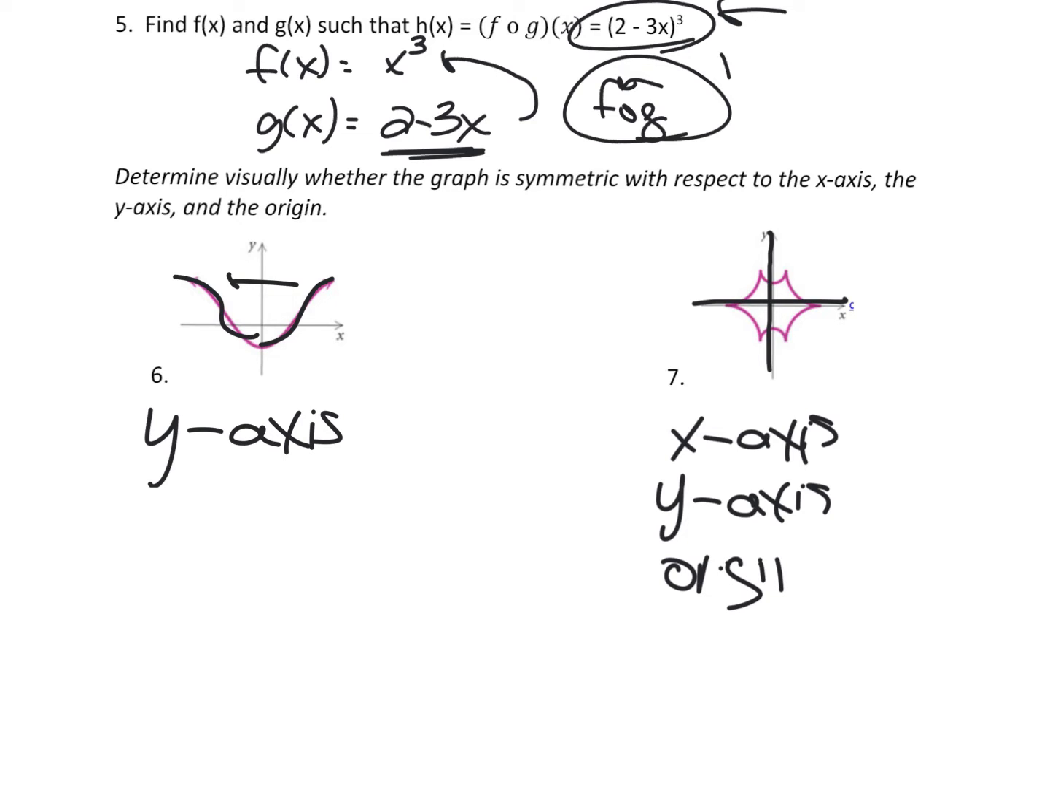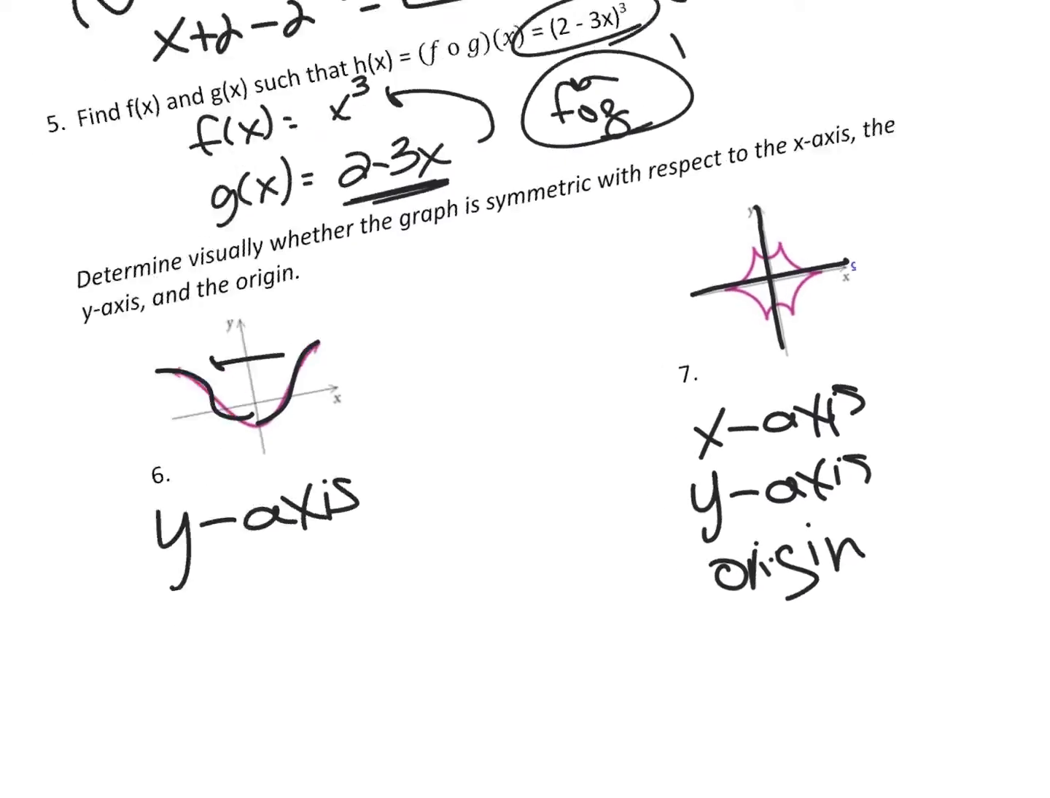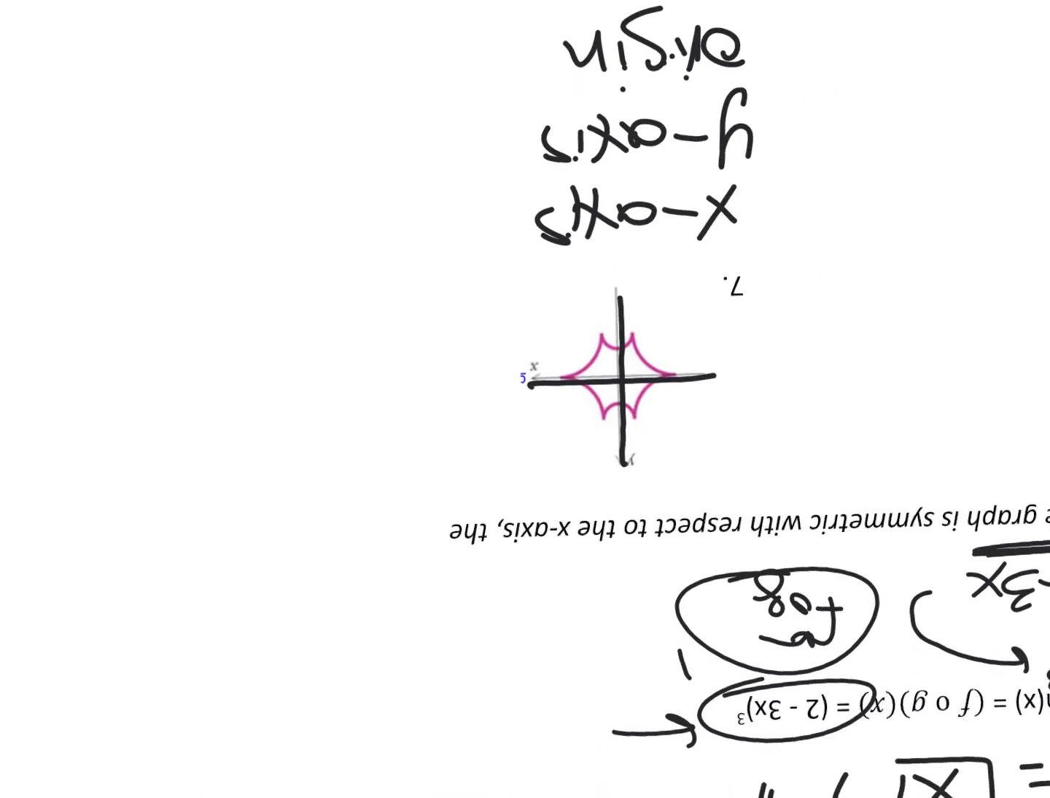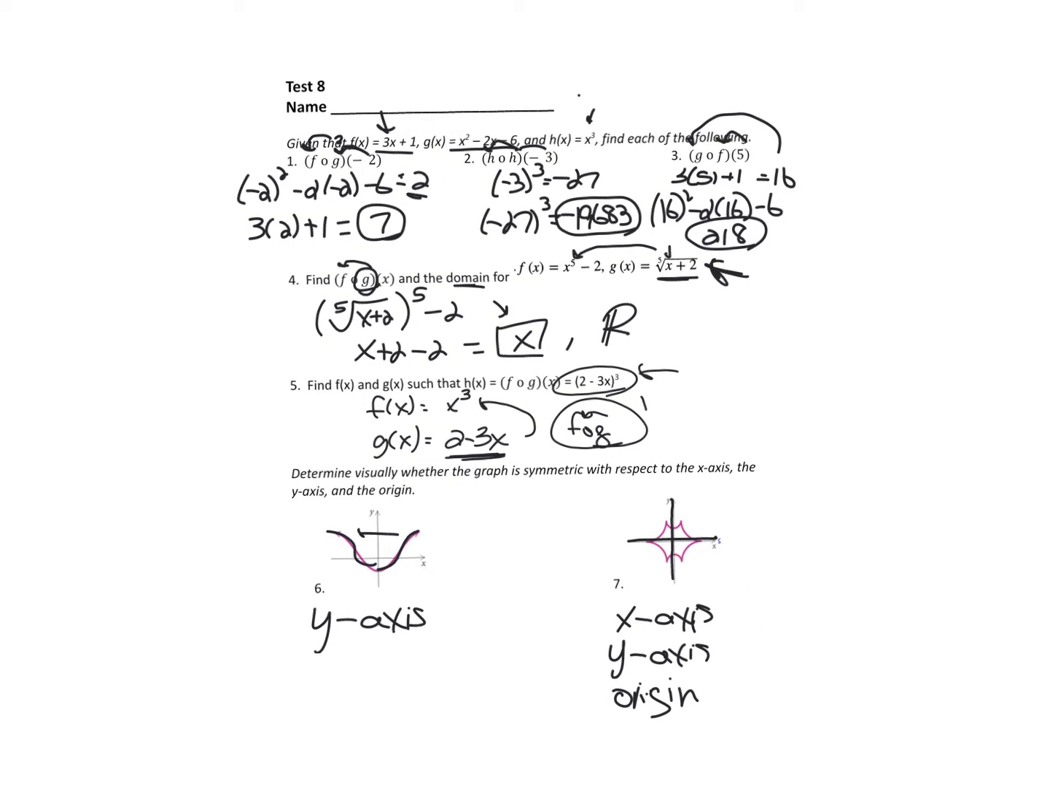And also don't forget, origin symmetry means if you were to turn it upside down, let me do this real quick, if you turn it upside down like that, it looks exactly the same as if it's right side up. That's origin symmetry. Also, remember we talked about this week, if you have x-axis and y-axis symmetry, origin is automatically one of them.